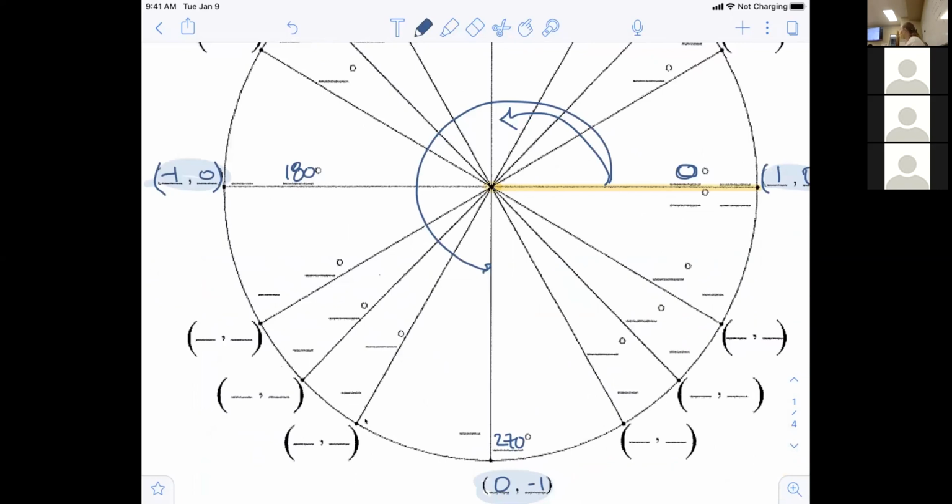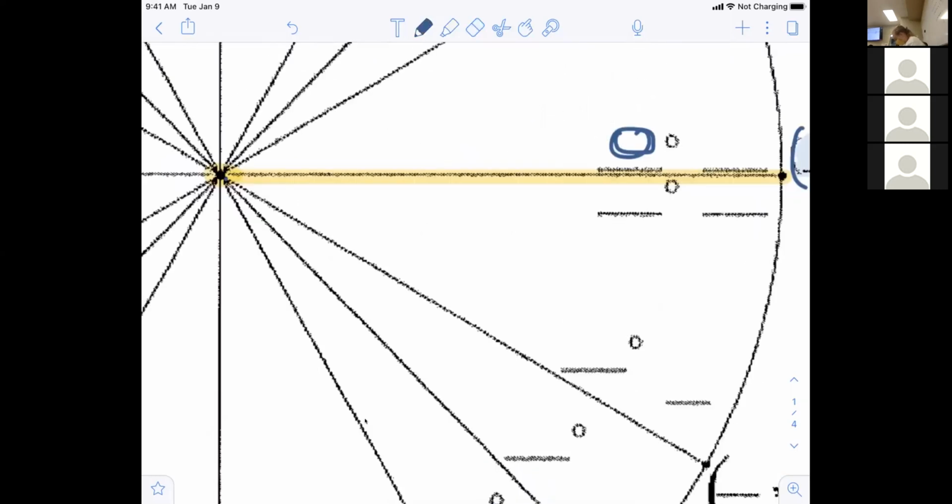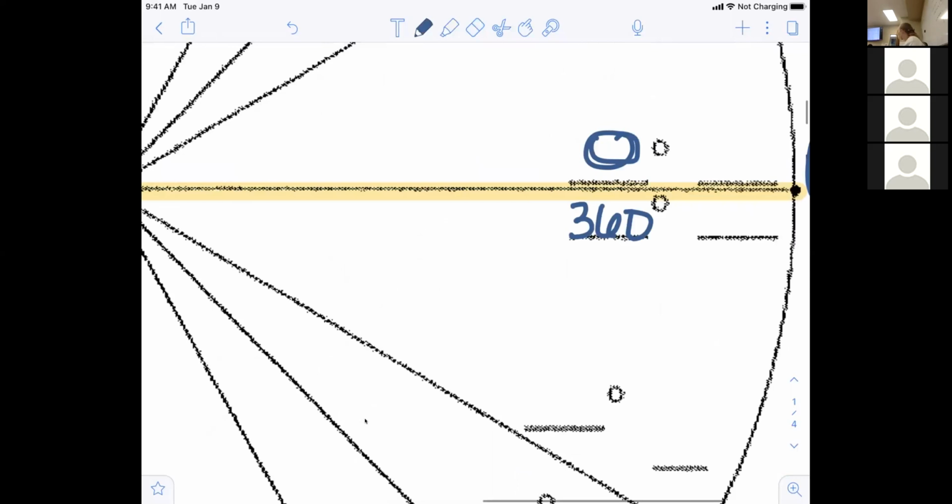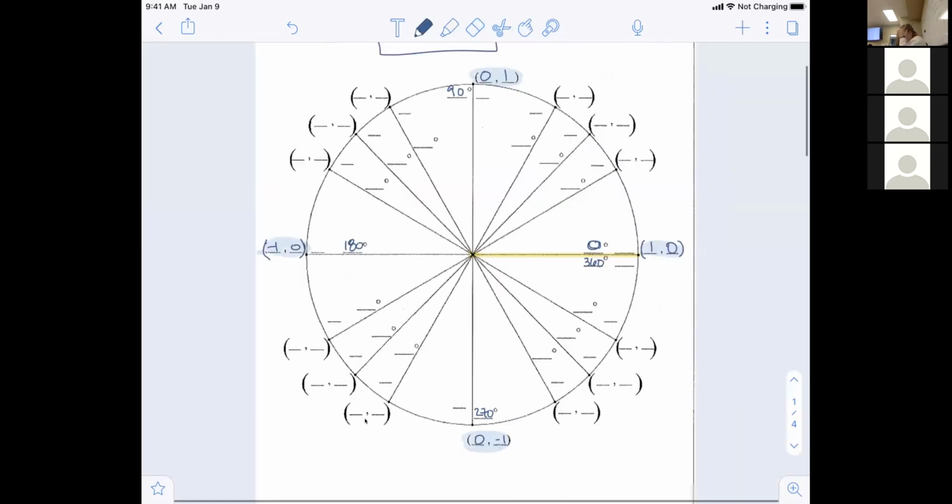And then what happens if I went from the positive x-axis all the way back to the positive x-axis? 360, very good. Okay. If you notice next to every degree mark we just did, there's another line. On that line, we're going to fill in the radians.